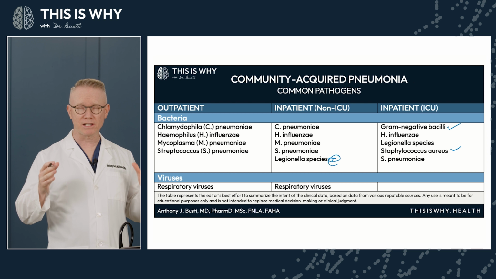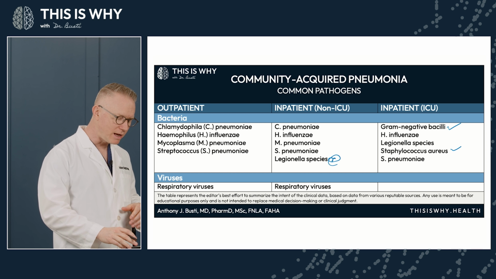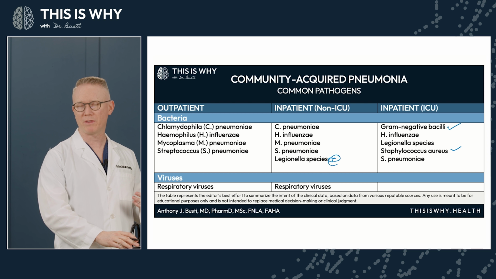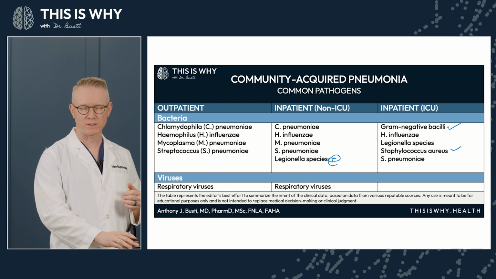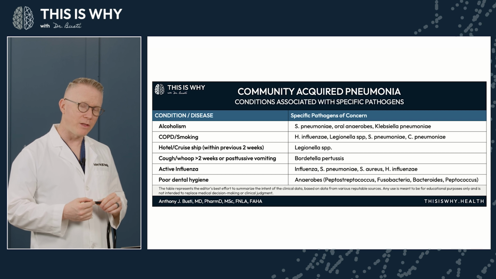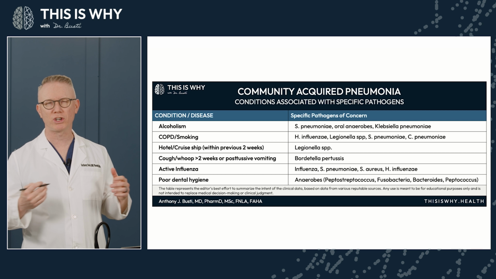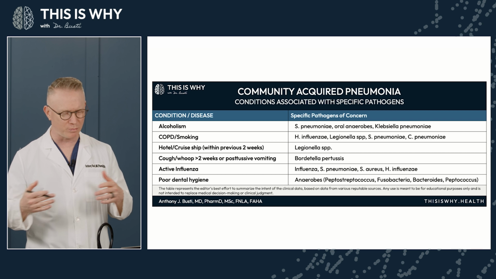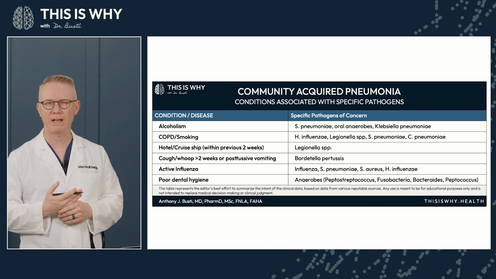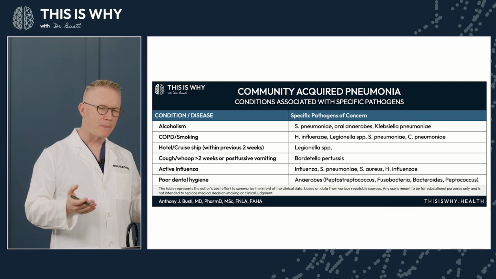Okay, so that summarizes the main pathogens that we see in this patient population, or that we think about as it relates to the pathophysiology. Now, the other thing that's important to recognize are patients with certain pre-existing conditions and comorbidities. This is a nice table that puts that together.